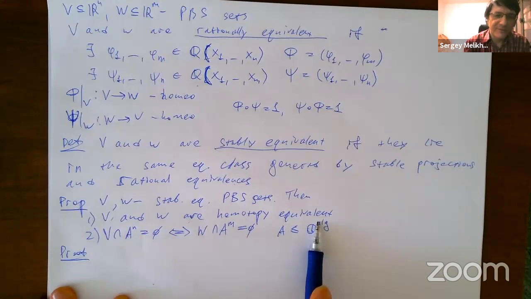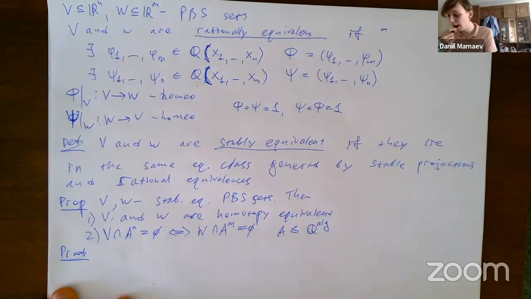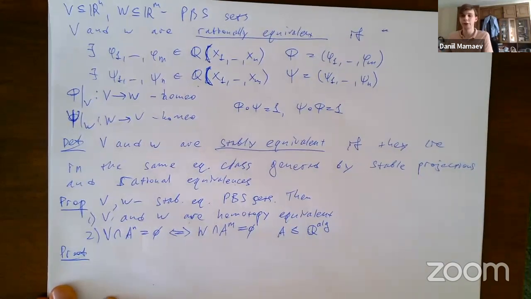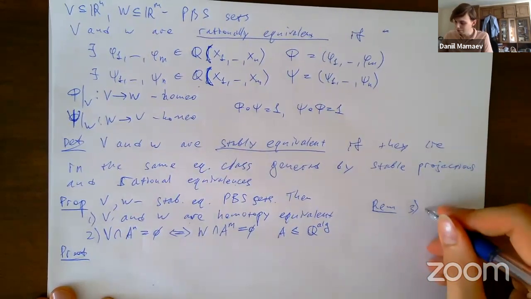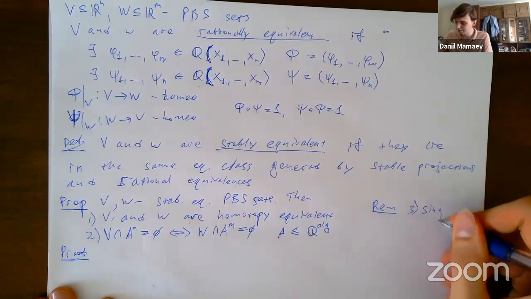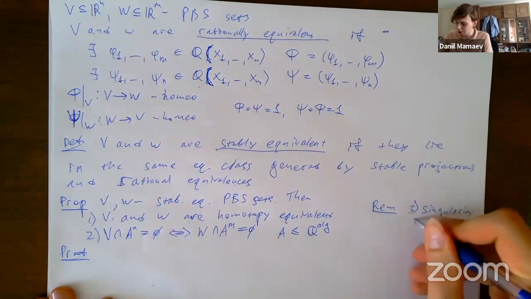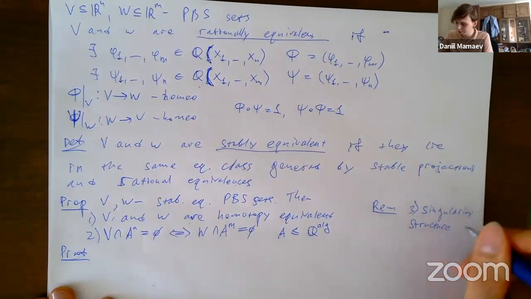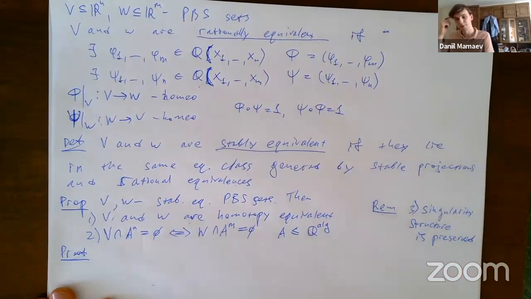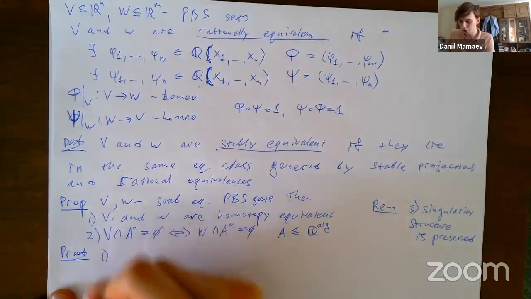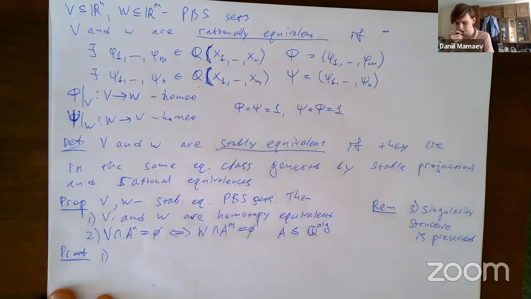Sorry. Okay. Also, stable equivalence is even better. It actually preserves the singularity structure. But to formulate it, it's a bit tricky. So I will just say, remark: the singularity structure is preserved also.